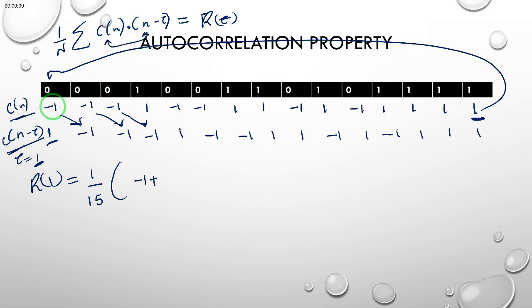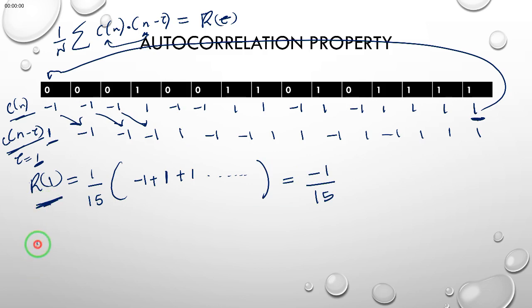So whenever we have -1 times 1 becomes -1, plus -1 times -1 becomes +1, -1 times -1 becomes +1. When you complete this summation, you are going to observe that the final result becomes -1 over 15. That is for when you have a delay of 1.